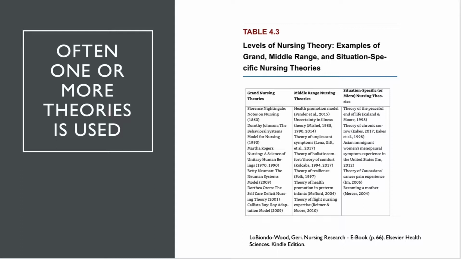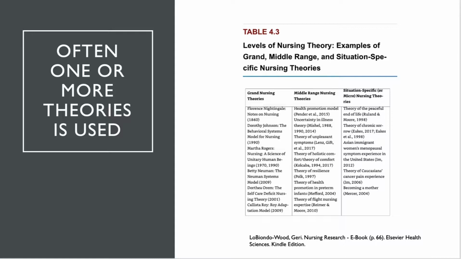And as I said, often we need more than one theory. And one way to look at this is to look at all the different levels and types of nursing theory. And this table that's in your book, table 4.3, is just a few examples of the types of theories and the many theories that exist.